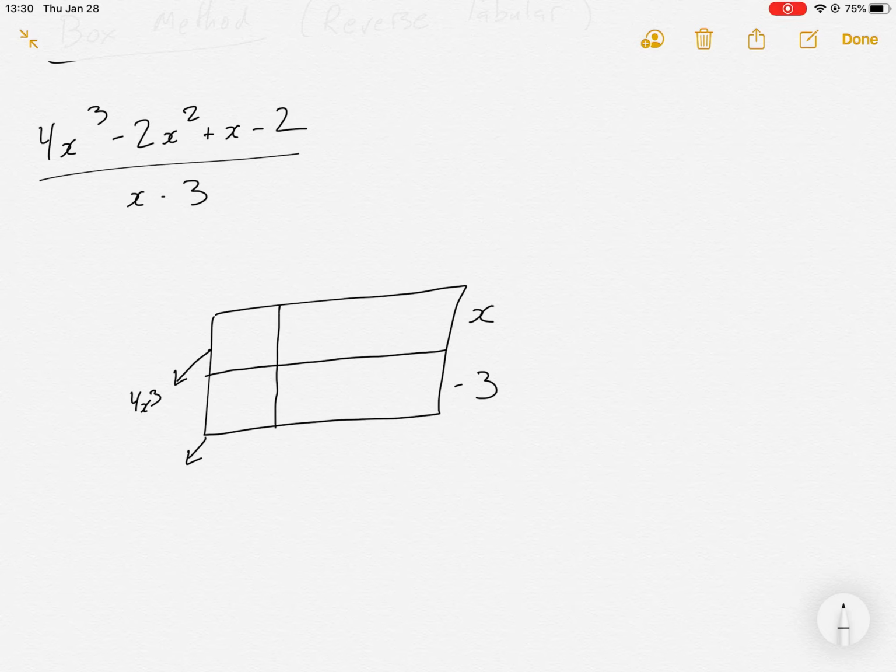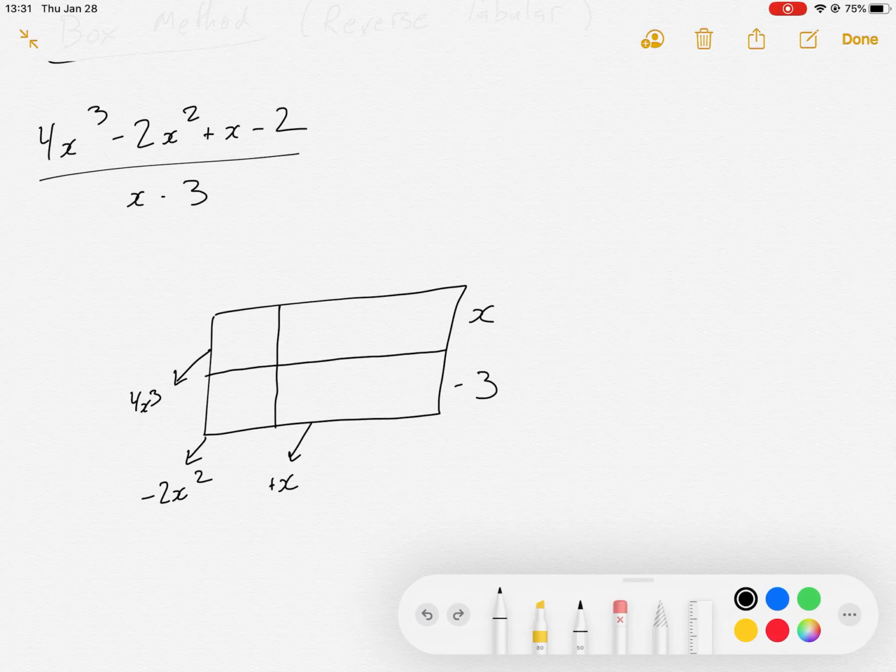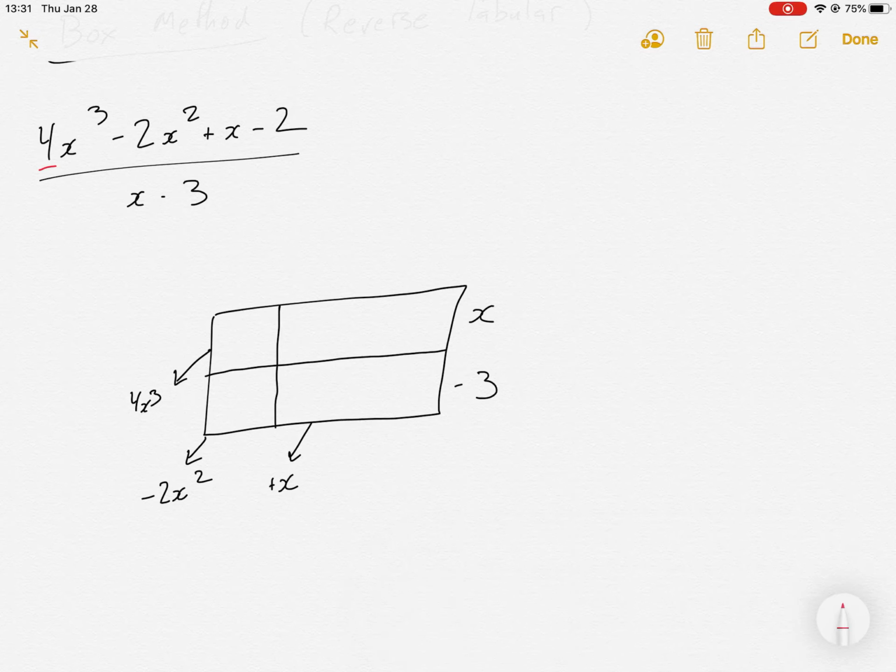Out of this box down here, we're kind of going in reverse clockwise order. We're going to get negative 2x squared. We need another box for the x. So notice I'm just kind of going term by term here. So I went 4x cubed, 2x squared, x. And now I know that I just need one more box because I need that negative 2. So I didn't necessarily know how many boxes I would need to start with. I did know that there were 2 rows because of the x minus 3, and then I just went around the outside.